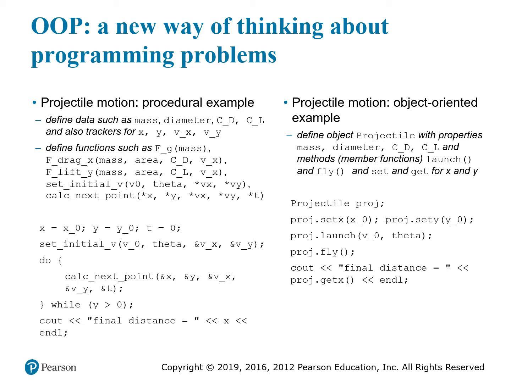So you would first have to define the data that you want to model. You've got mass and diameter, coefficient of drag, coefficient of lift. You might define those as constants up at the top of the program, or you might have those as parameters that the user enters into the program every time you run it.